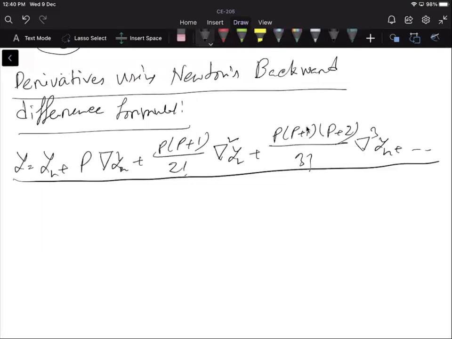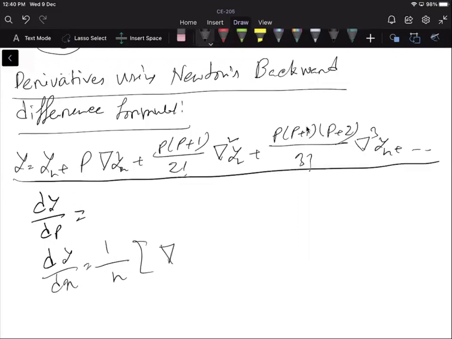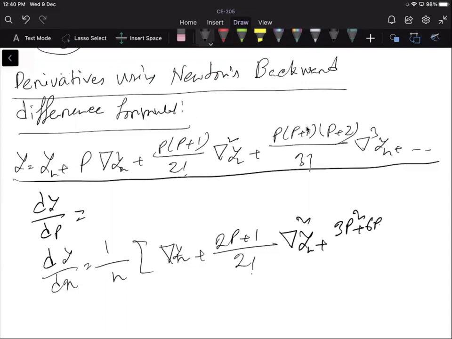So you will simply take, as before, dy by dp, and then you will calculate dy by dx. This will be 1 by h into nabla yn plus 2p plus 1 by 2 factorial nabla square yn, and so on up to 3 factorial nabla cube yn. Okay. And we'll go for other values.